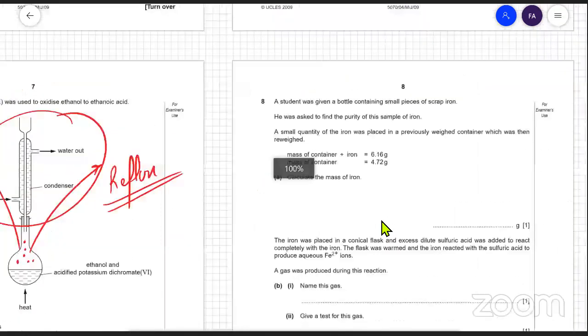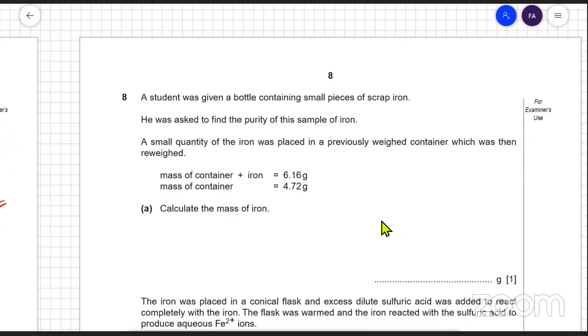Let's move to the next part of the question, which is related to titration. A student was given a bottle containing small pieces of scrap iron. He was asked to find the purity of this sample of iron. A small quantity of the iron was placed in a previously weighed container, which was then reweighed. So there's iron in the container, and you're being asked to figure out the purity of this iron. First thing, find the mass of the iron. Calculate the mass of the iron.